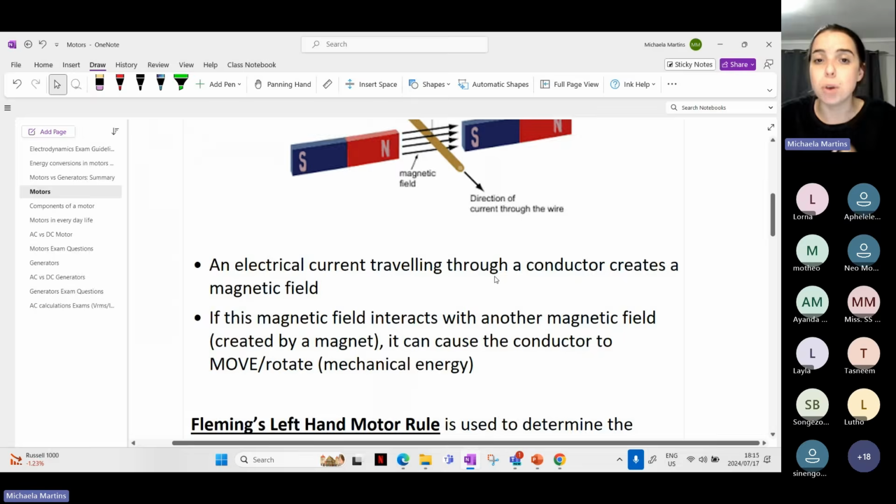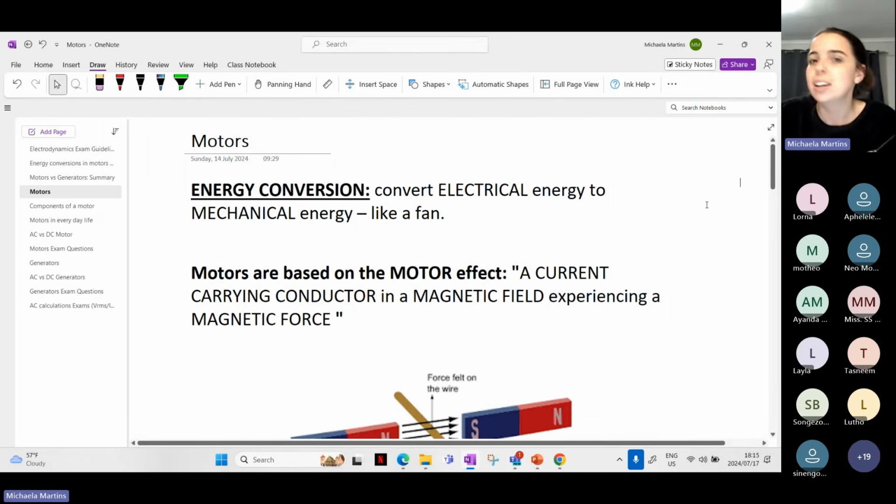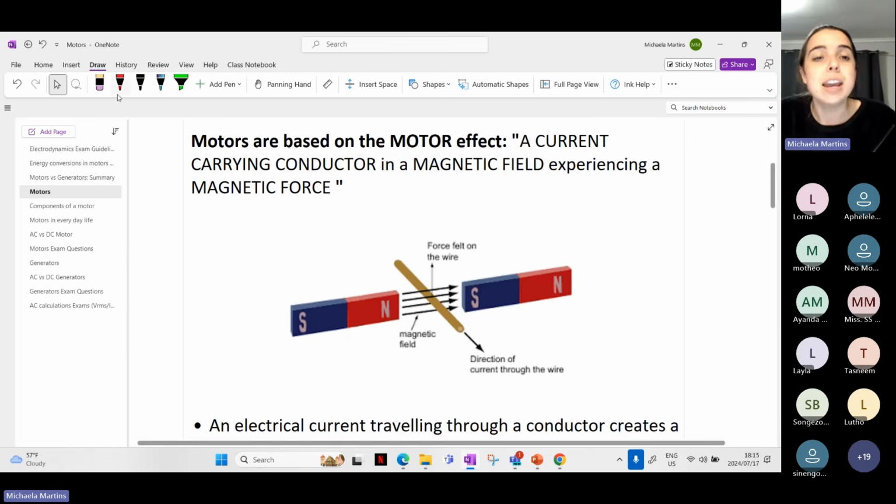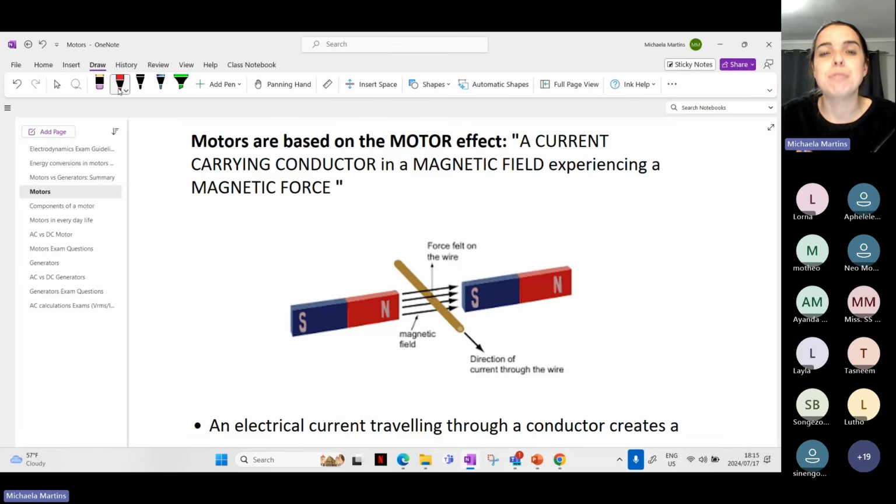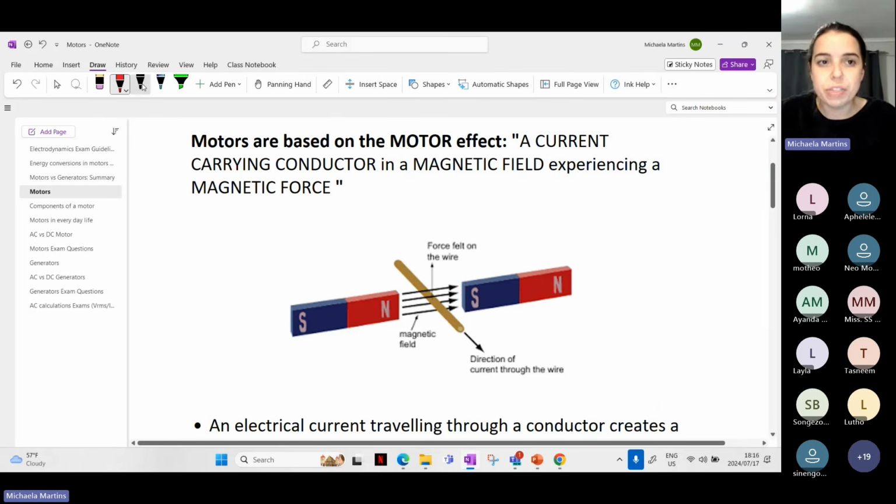We're going to start off with motors, but like I said, motors, spoke about the energy conversion, they are both based on the motor effect. So if the question says, name the principle that the motor operates on, you will say that it operates on the motor effect, or it's based on the motor effect. And this is what the motor effect says. This is, again, something that we should have covered in grade 11. A current carrying conductor. What that means is a wire that carries current.